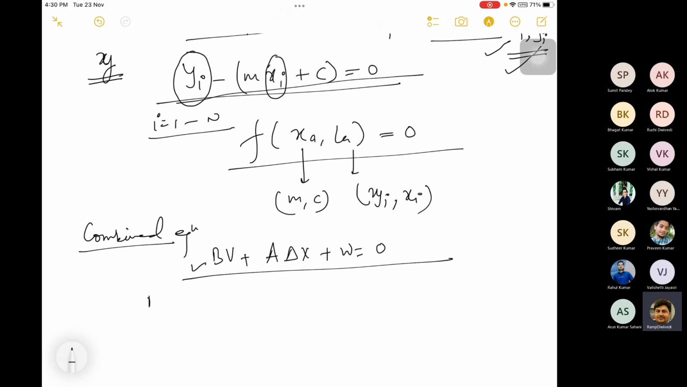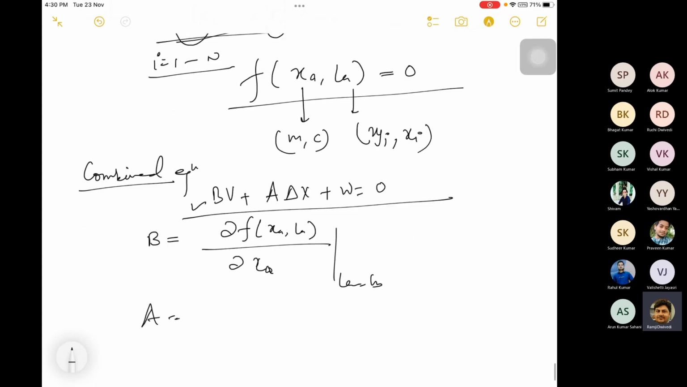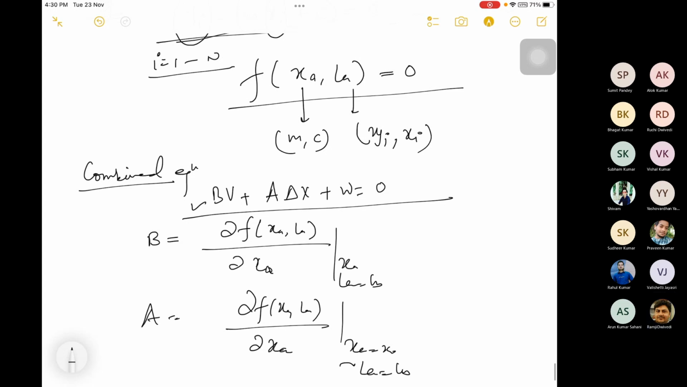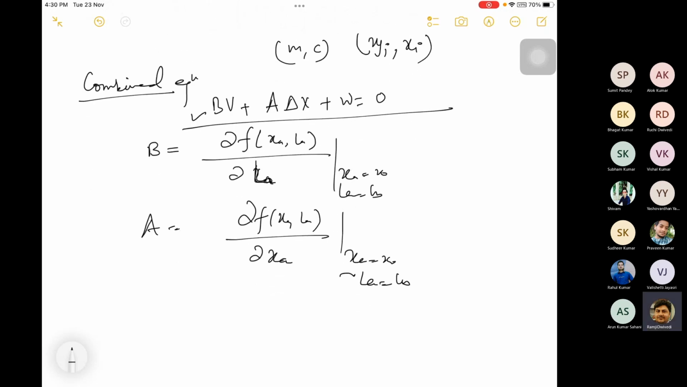So B is very simple. If you do not know what B is, B is very simple: del f(xa, la) by del la at la equal to lb. Then what is A? A is del of the whole function upon del xa at xa equal to x naught and la equal to lb. Just to make sure, otherwise I'll be writing in a different manner. But finding what B is and what A is, is very, very straightforward. You take the function with respect to la, at xa equal to x naught and la equal to lb.